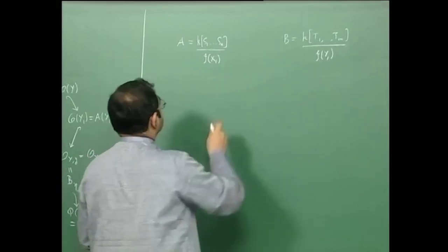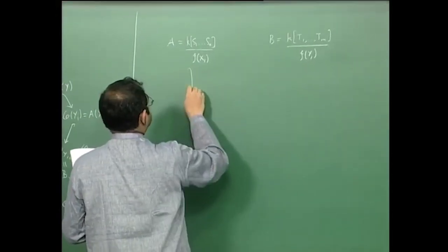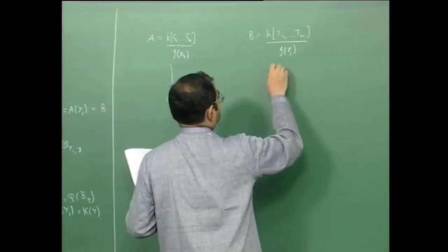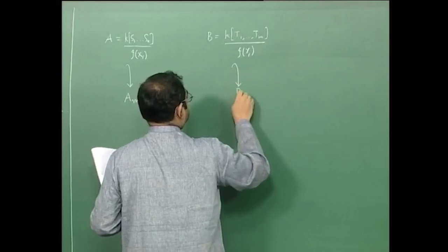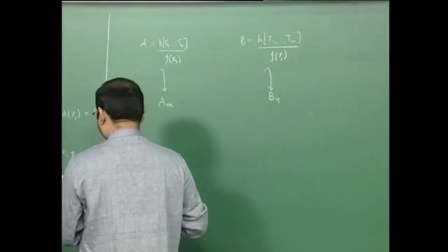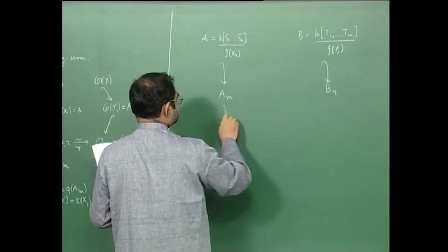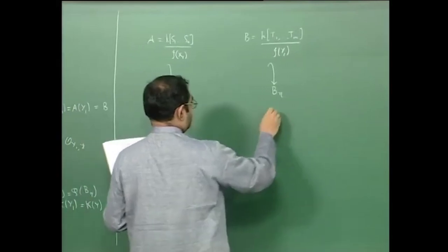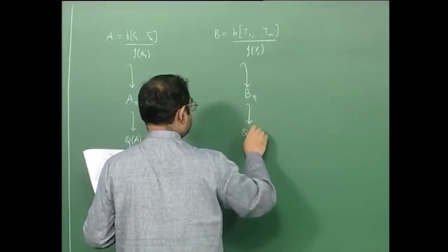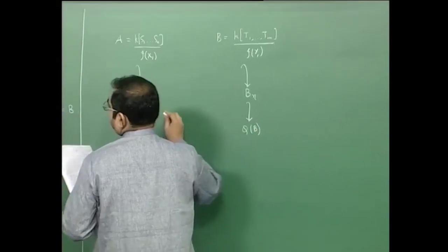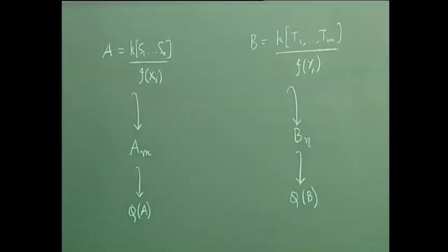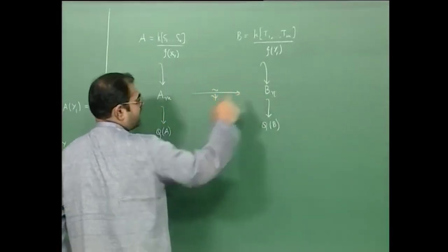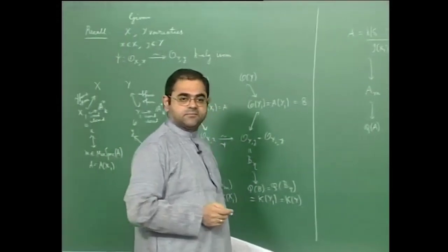And now in terms of these rings, we have this inclusion of A into A_M, and this is B into B_N. And of course A_M is sitting inside the quotient field of A, and B_N is sitting inside the quotient field of B, and of course the isomorphism that is given to me is between A_M and B_N. This is the K algebra isomorphism that is given to me.